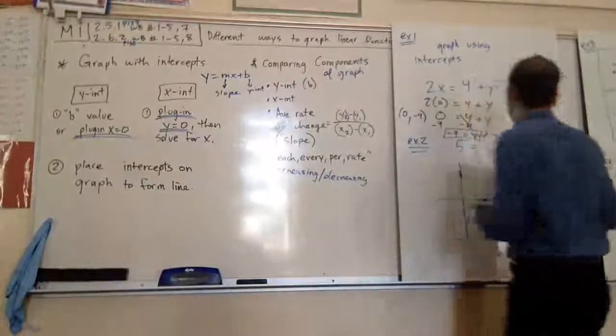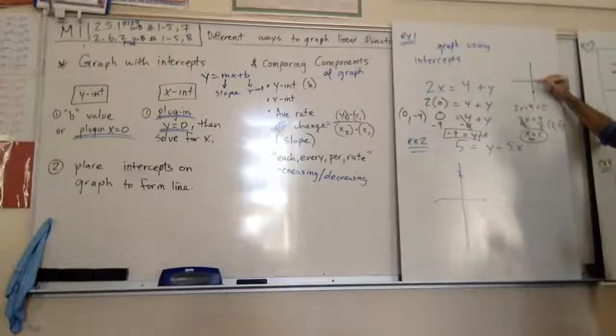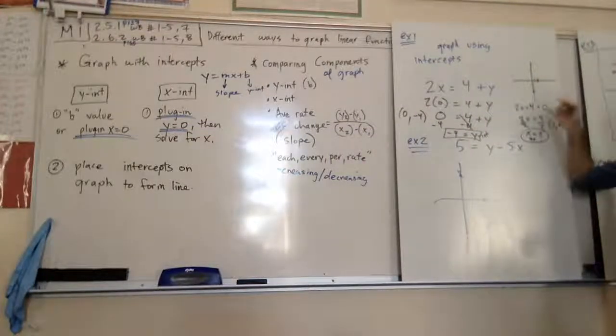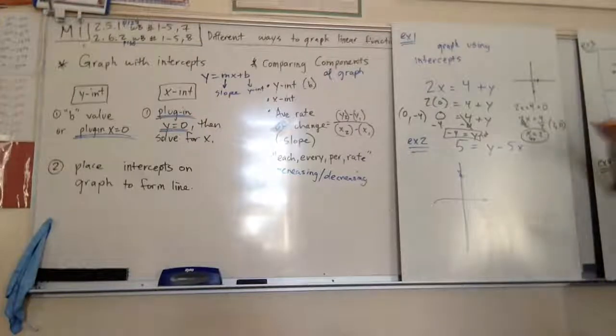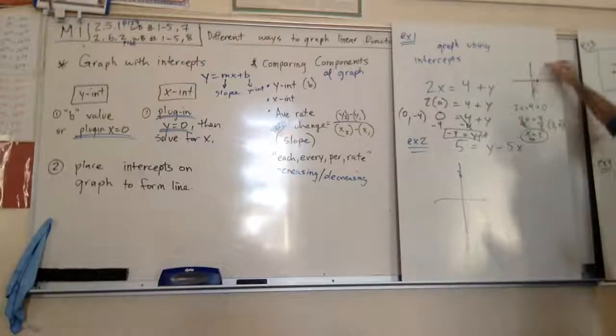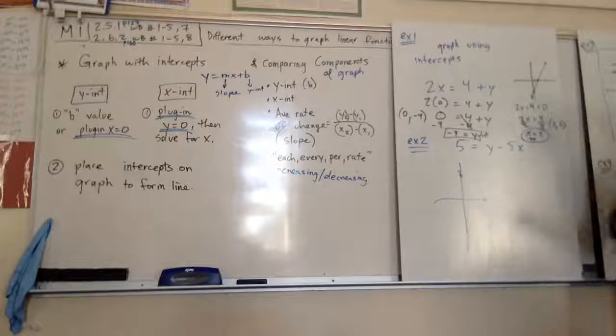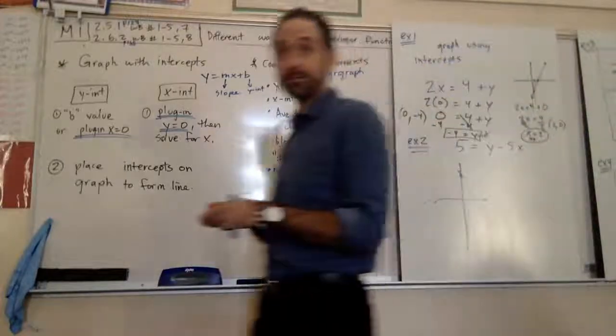So now I just have to go up here. I know my x-intercept is at 2. You see my 2 points there? What can we do with those 2 points? Graph them. Connect them with a line, and that's how we use intercepts to graph. Okay. Thumbs up, sideways, down for that process.